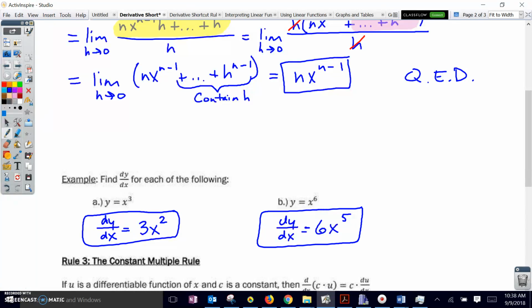Alright, that's where we're going to stop for this video. Join me next time where we're going to look at rules 3 and 4 of our shortcut rules for derivatives.